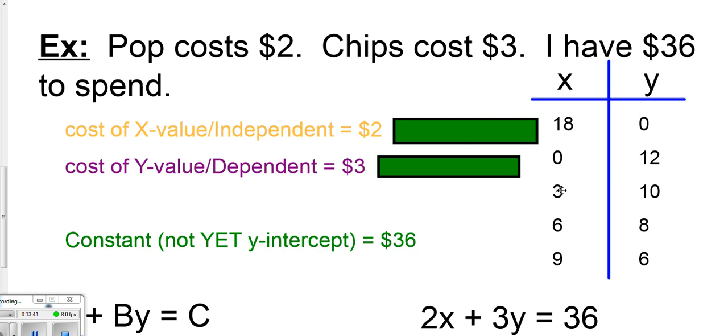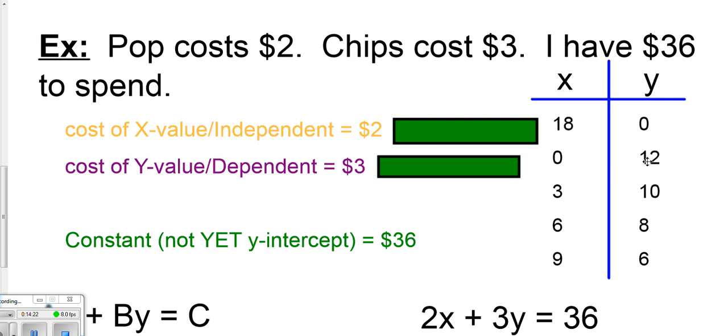Okay, I could also decide I want to buy 3 bottles of pop, so $6 in total, and 10 bags of chips, so $30 total. 6 and 30 makes 36. So this would fit us well, (3, 10). I could decide, okay, I want to get 6 bottles of pop, so $12, 8 bags of chips, so $24, 12 and 24 also makes 36. Another example, I can go 9 times 2 is 18, 6 times 3 is also 18, 18 plus 18, 36.